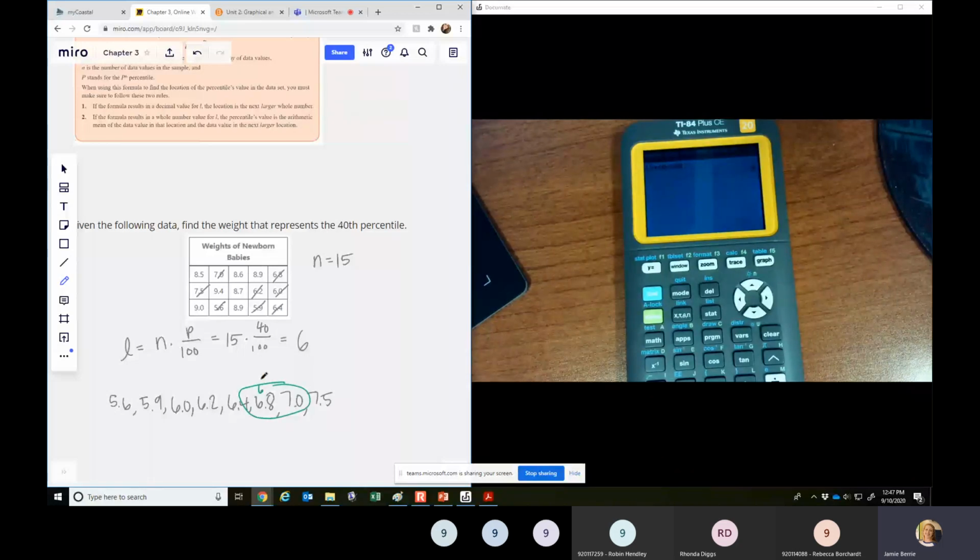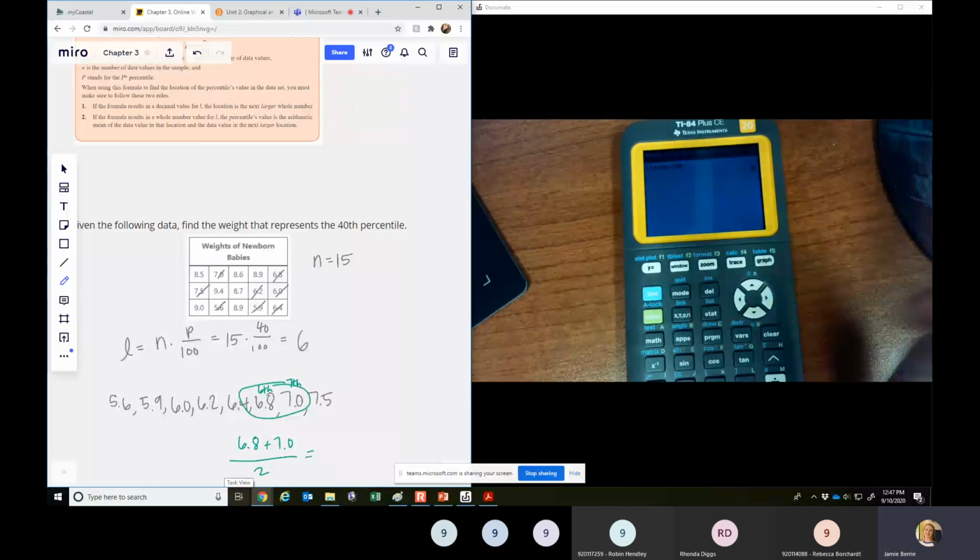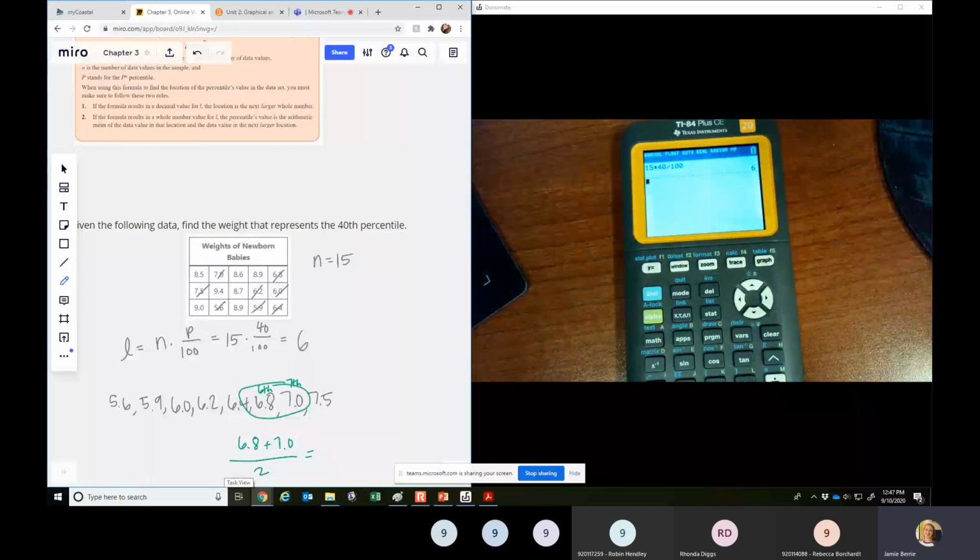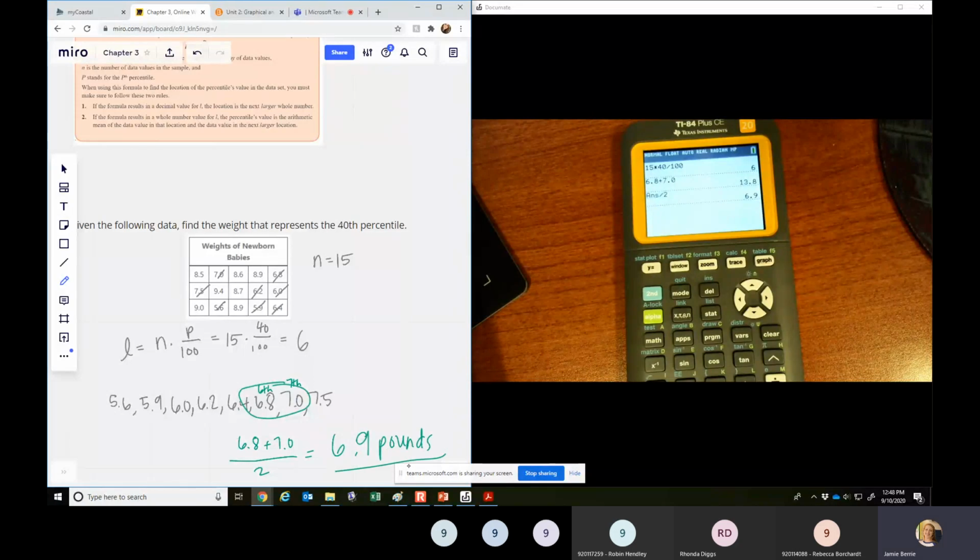So this was the 6th position. This was the 7th. So let's go down here, 6.8 plus 7.0 divided by 2. That's how you find the arithmetic mean. So I'm over here on my calculator. I'm doing 6.8 plus 7.0 divided by 2 is 6.9. So that is the location or the weight that represents the 40th percentile. So 6.9, and I think this is pounds. There we go. So that is the 40th percentile.